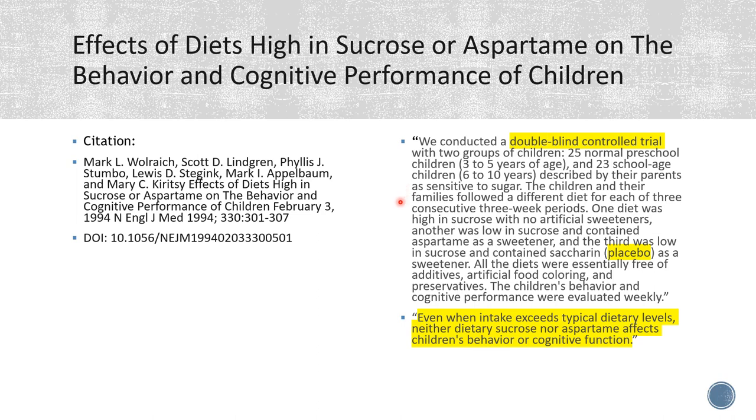The children and their families followed a different diet for each of three consecutive three-week periods. One was high in sucrose with no artificial sweeteners. Another was low in sucrose and contained aspartame as a sweetener. And the third was low in sucrose and contained saccharin. All the diets were essentially free of additives, artificial food colorings, and preservatives. The children's behavior and cognitive performance were evaluated weekly, and here's what they found. They said that even when intake exceeds typical dietary levels, neither sucrose nor aspartame affects children's behavior or cognitive function. So there's really no difference once you double-blinded it and looked at the results without any bias.